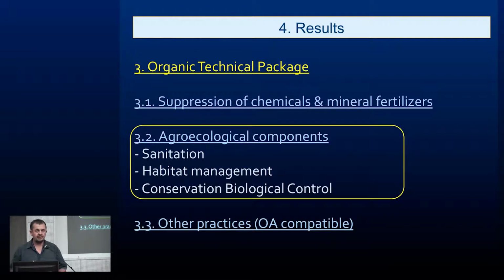Now for the results for the practices we implemented, that farmers implemented, but I say we because it was a collective and participative approach with a lot of partners. First of all, the suppression of chemicals and mineral fertilizer, also to be consistent with the organic agriculture standards. Second package is agroecological components. You know them very well now: sanitation, biological conservation, biological control, and habitat management. And thirdly, other practices, of course, compatible with organic agriculture.